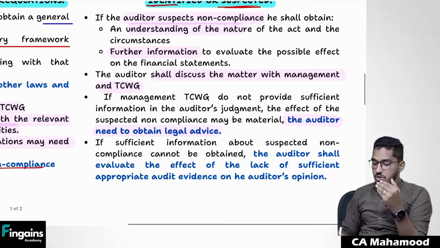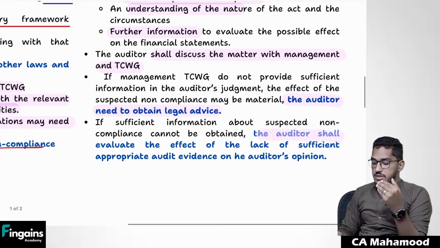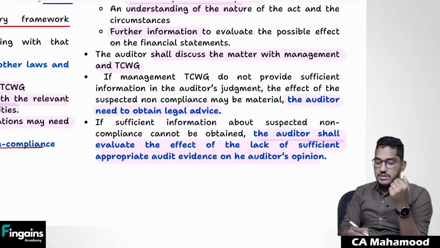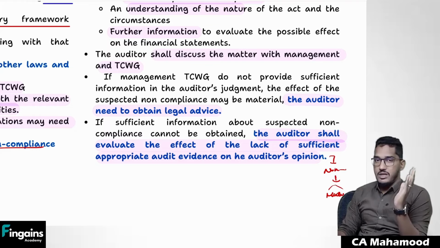And after considering all the information, you have to consider the effect on the auditor's opinion. If the external legal advisor is also unable to give you any advice, that will be a case of non-availability of audit evidence, and depending upon the possible effect of that non-availability of audit evidence, we have to modify. That is, we will give either a qualified opinion or a disclaimer.